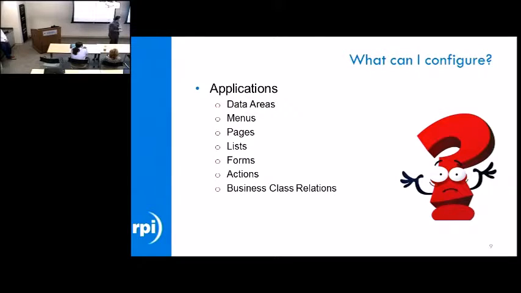And then business class relations. So everything in Landmark is divided into a business class, and it's object oriented. So you have one business class and another business class, and they can only talk to each other by the delivered Lawson code. So if you need them to talk to each other in another way, you set up a relation between the two business classes.